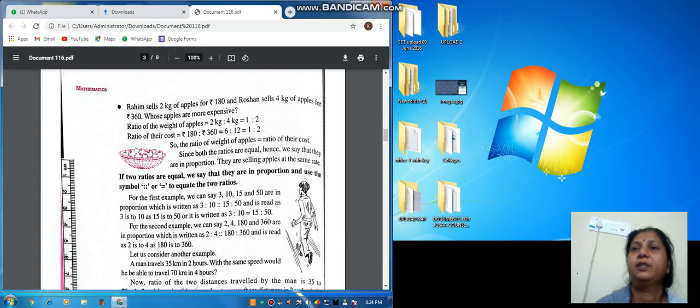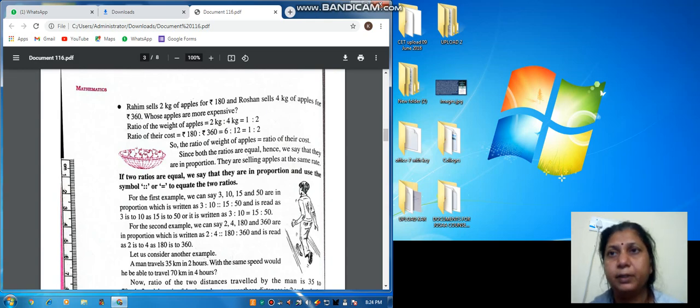Rahim sells 2 kilo of apples for 180 rupees. Roshan sells 4 kilo of apples for 360 rupees. So whose apples are more expensive? First of all we take the ratio of the weight of apples. Rahim's apples are 2 kilo and Roshan's apples are 4 kilo. So 2 as to 4, that is 1 as to 2. If we divide 2 and 4 by 2, what ratio will we get? 1 as to 2.